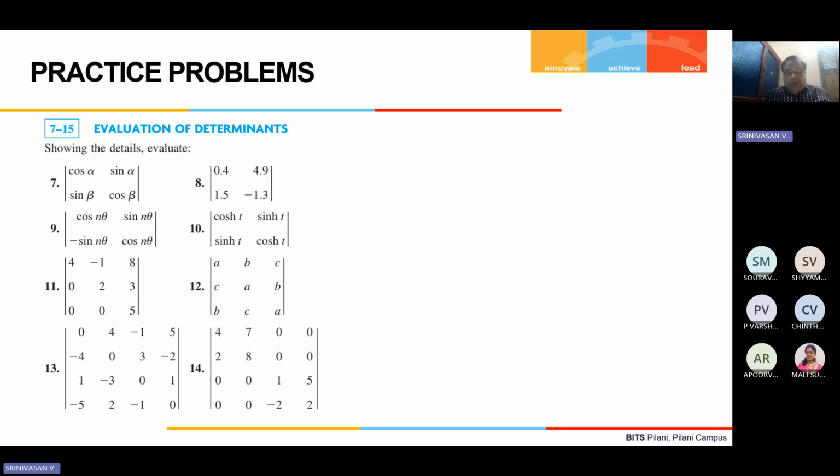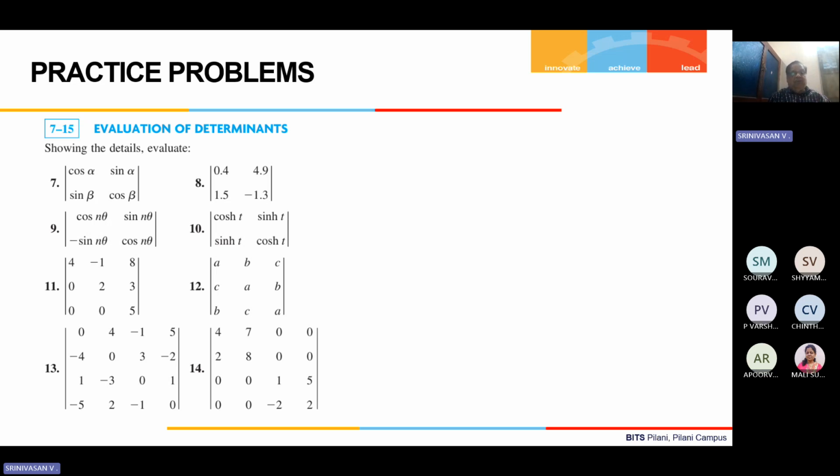For circular trigonometry functions, cos square t plus sine square t is 1. But for hyperbolic functions, cos h square t minus sine h square t, are you able to recollect? Cos h 2t? Okay, something like that.